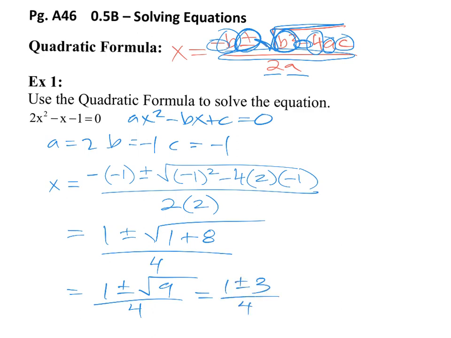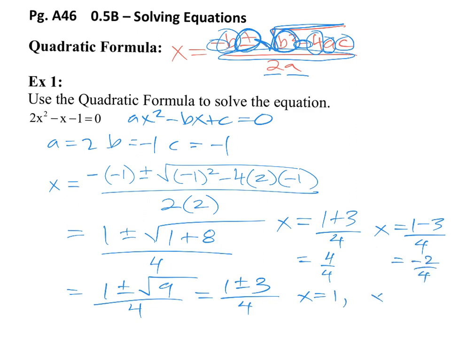So I got two cases here to work out. X is equal to 1 plus 3 over 4, and x is equal to 1 minus 3 over 4. So I have 4 over 4, x is equal to 1. And then here I have -2 over 4, x is equal to -1/2. All right, so those are my two solutions. Just be very careful when working with the quadratic formula, and watch out for those negatives. On to the next example.